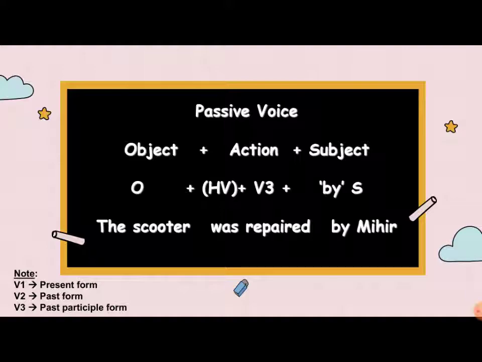You already have learned about past participle in the tenses lesson. You can refer to your textbook for past participle. Then you also have to add a preposition by before the subject. So these two changes are there here. So the sentence: the scooter was repaired by Mihir. The scooter is the receiver and Mihir is the doer of the action.